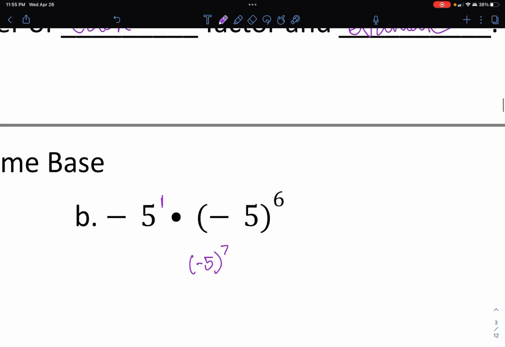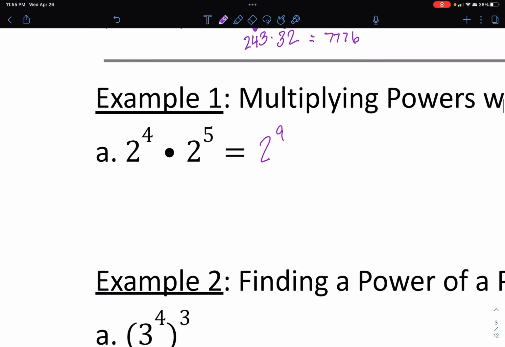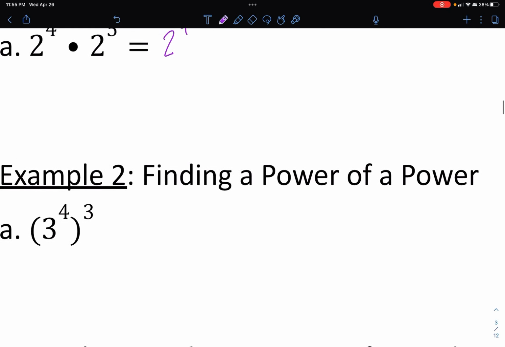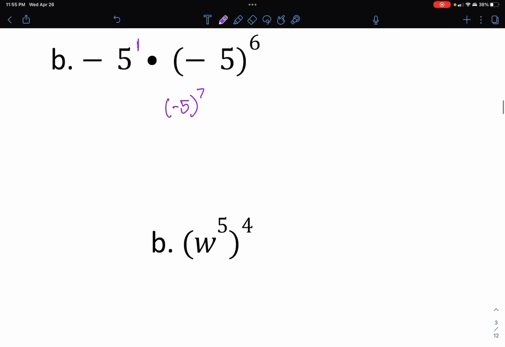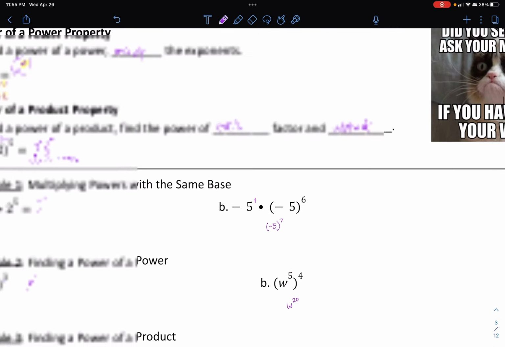Okay, next let's talk about finding the power of a power. Remember, this is like the distributive property. You're going to be multiplying your exponents, so this is going to be 3 to the 12th, and you can leave it as 3 to the 12th. And this one right here, w to the 5th, all to the 4th power. You're going to be multiplying that outside exponent, so it's going to be w to the 20th.